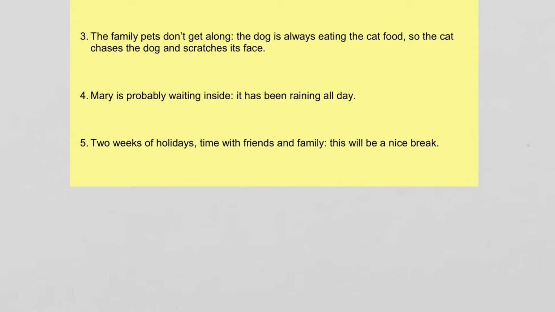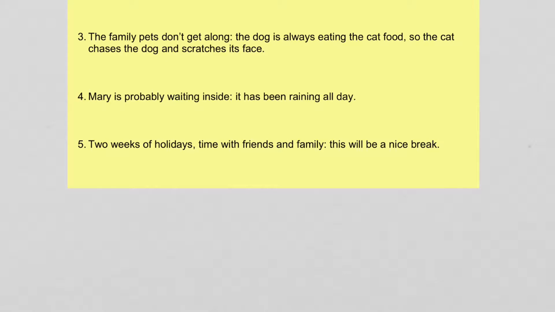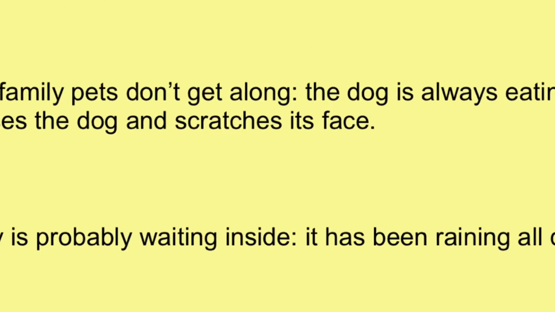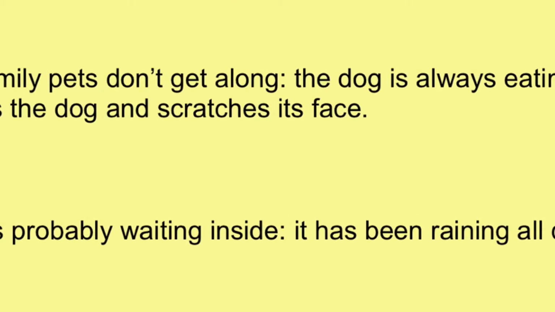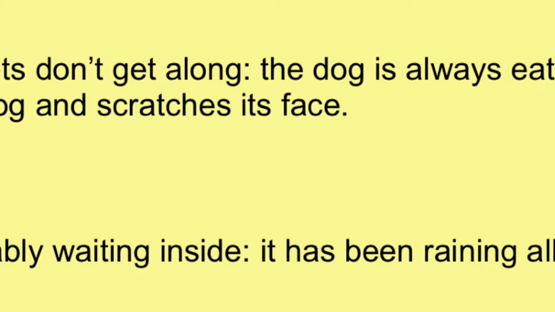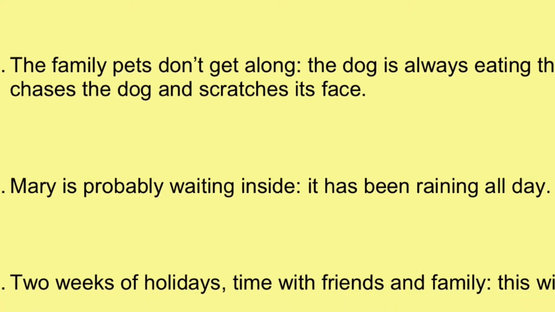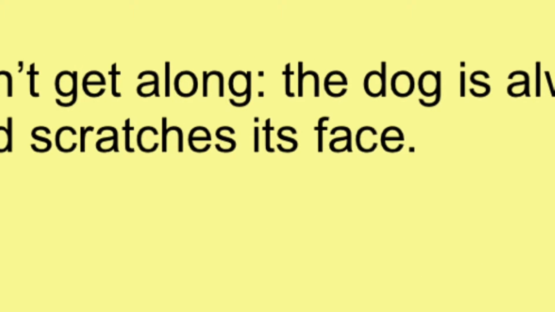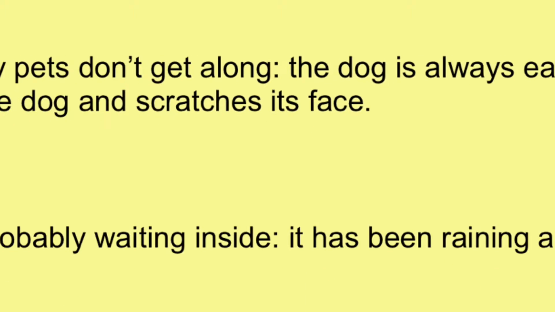Okay, example 3. The family pets don't get along. The dog is always eating the cat food, so the cat chases the dog and scratches its face. So if we look at where our colon is, the family pets don't get along, I could get rid of that and I could start a new sentence. And I could say something like, this is because, right? So I'm explaining why they don't get along. But I can put everything into one sentence when I have this colon there.